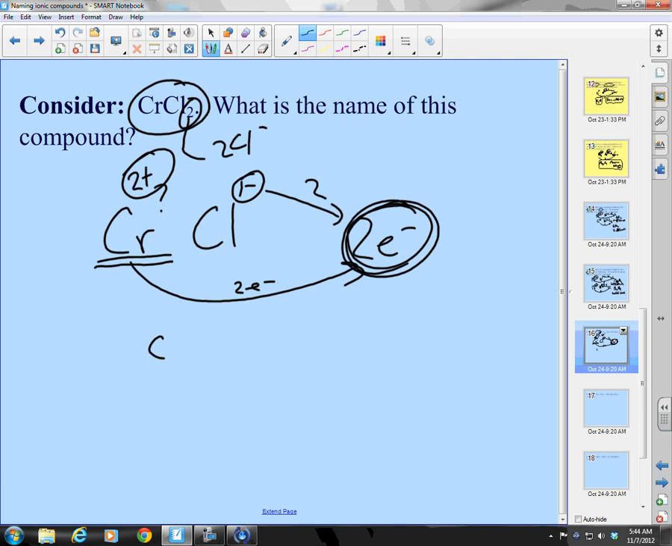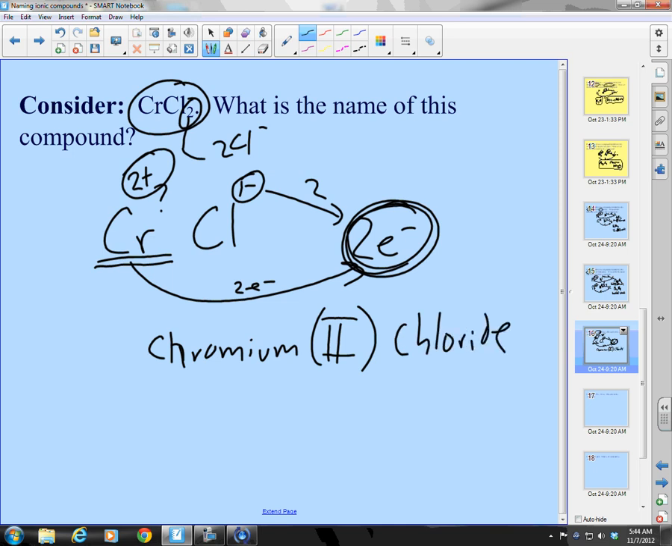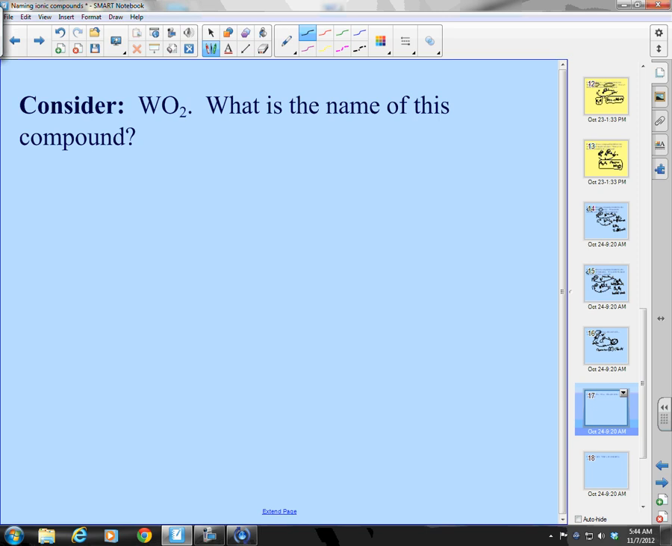So that means I have what? Chromium 2 chloride. Got that? Not so bad. All right, you guys give this one a shot.